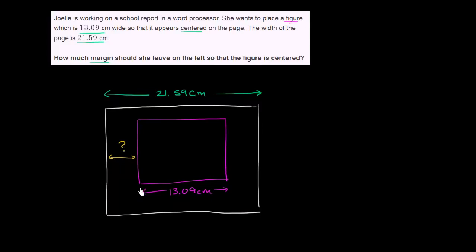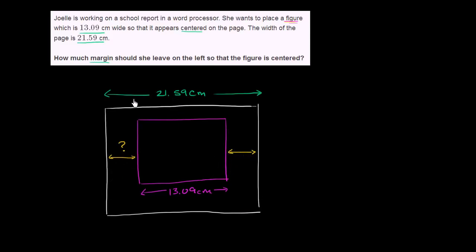And the key thing is, if the figure is centered, this distance is going to be the same as this distance, so that the figure is right in the middle. Whatever this is going to be the same as this. So one way we could think about it, we could say, okay, let's take 13.09 centimeters from 21.59 centimeters, and if we do that, then we'll know how much leftover space this plus this combined is. And then we just want to split that space in half. We want half of it to go on the right side, and we want half of it to go on the left side. So let's see how much this left margin and the right margin combined need to be.